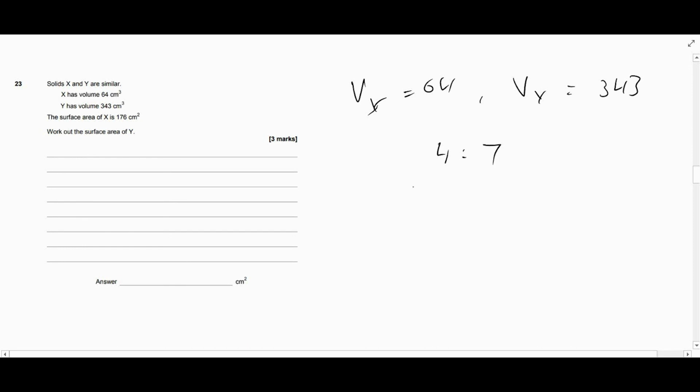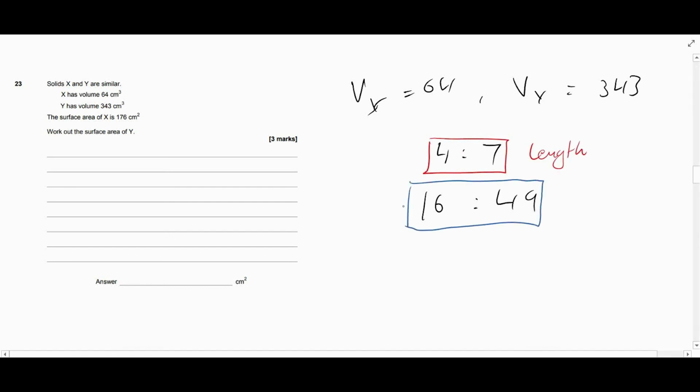If you considered squaring both sides, you'd be correct. 16 to 49. So if this is a length of sides, then this would just be the volume instead. This is what we're considering. Not the volume, the surface area.